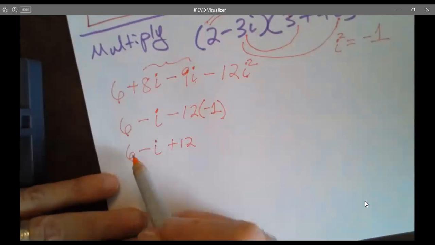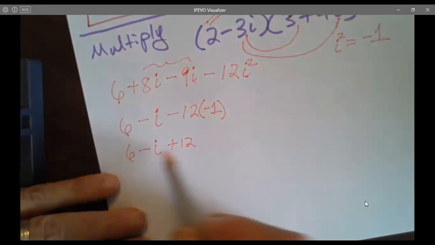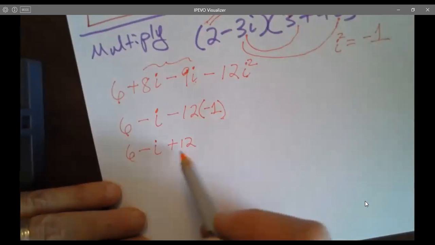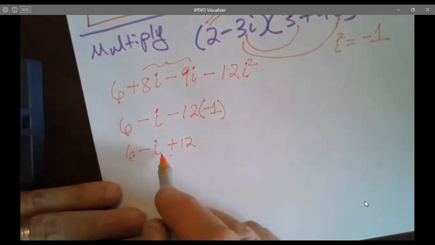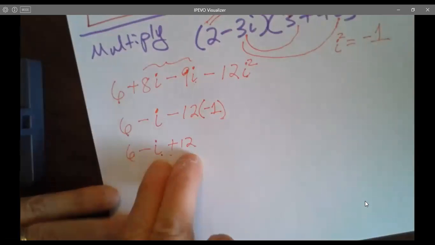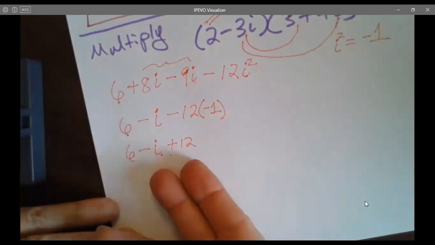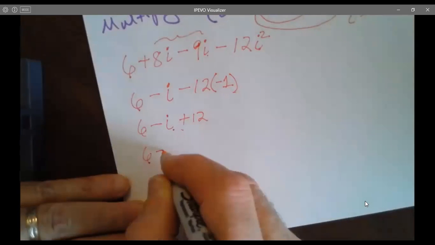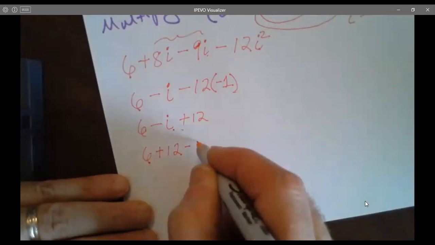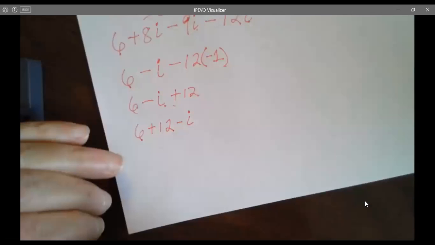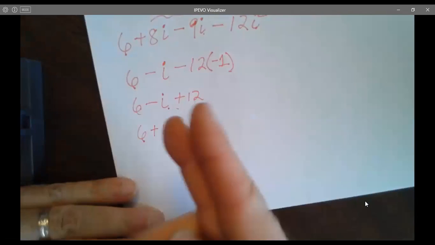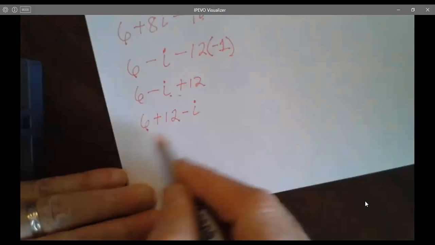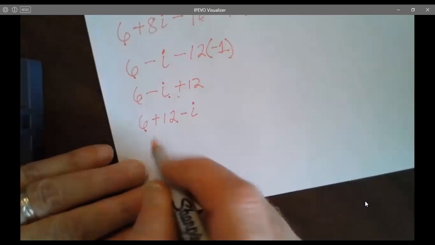Now this is the part that students tend to have some trouble with. If they don't get this part, then it kind of throws them off. What you do is you take the i, the imaginary part, and the 12 is real, and you switch them because you want to put them together. So this will be 6 plus 12 minus 1i. All I did was switch the negative i and the 12 so that I put the real numbers together. Well, we can combine 6 and 12, right? 6 plus 12 is 18.